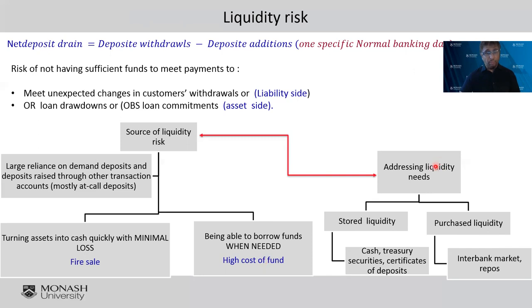So how to address liquidity? We said from stored liquidity or purchased liquidity. Stored liquidity, like cash, treasury securities, certificates of deposit, those assets on the asset side, you sell them. Or purchased liquidity, interbank market, or repos. Repos, which is repurchase agreement, is usually between you and the central bank. You sell them now cheap and you buy them later at a higher price. The difference is your cost of this borrowing. Interbank market, they will give you according to the market rate.